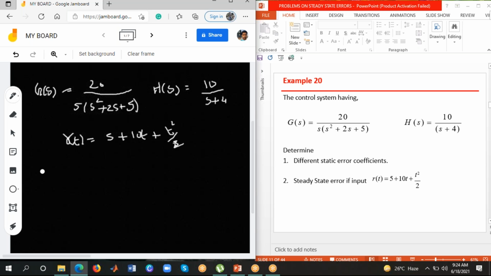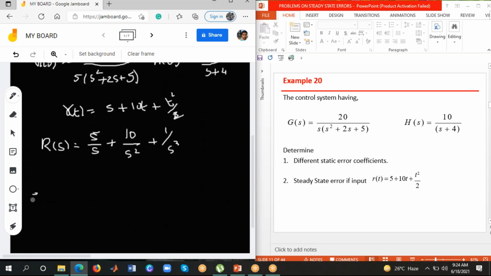If we apply the Laplace transform, you will get R of s is equals to 5 by s plus 10 by s square plus 1 by s cubed. Actually, if we take the Laplace of this, 2 by 2s cube comes. 2 cancel, then you will get 1 by s cube.